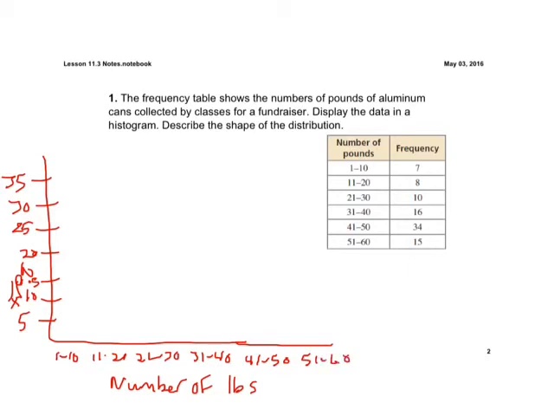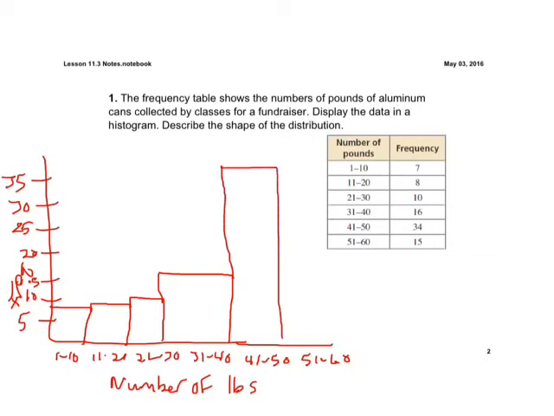We have from 1 to 10 pounds, our frequency is about 7. So we're going to be about here. From 11 to 20, we're at about 8, so a little higher there. And then we're up to 10. And then from 31 to 40, we're up to 16. Ooh, bigger bar there. From 41 to 50, we're all the way up to 34, so way up here. And then from 51 to 60, we're back down to 15.